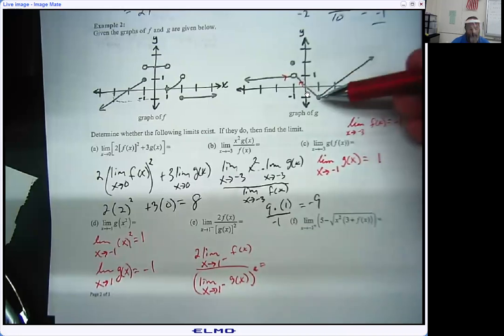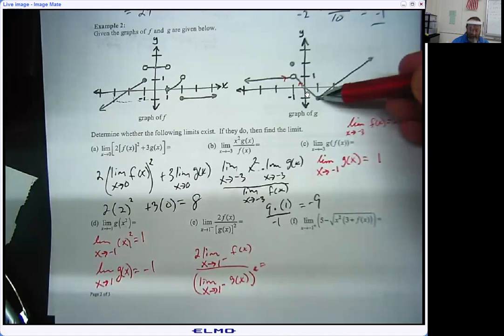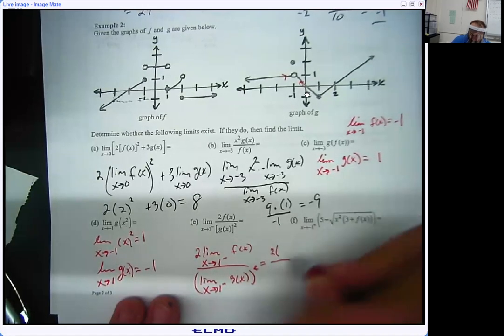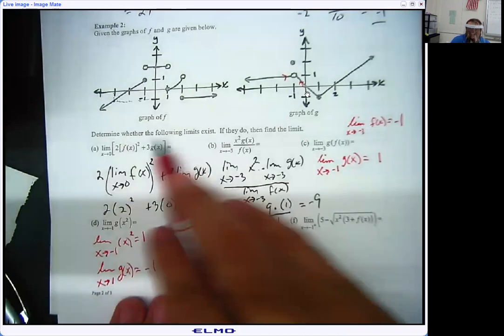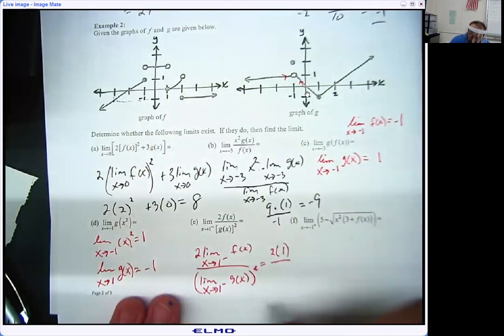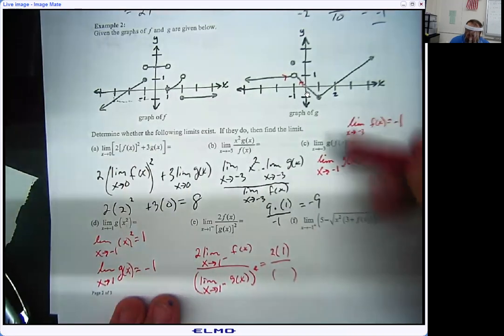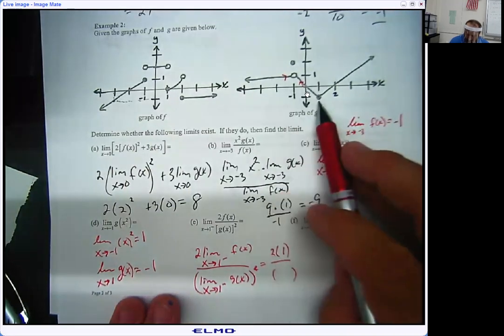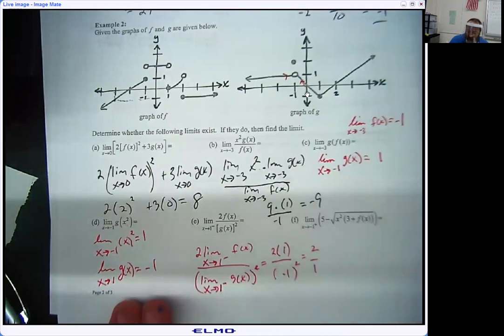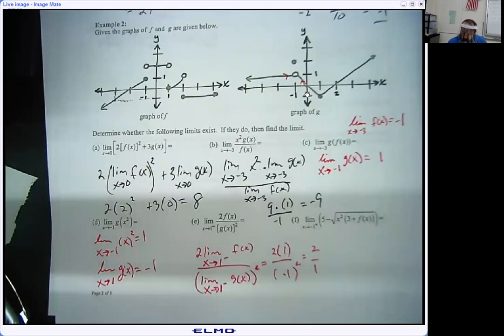It looks like it's just coming down here on negative one, isn't it? Yeah, that's not bad. So we've got, it was F. As F approaches negative one from this side, it was one. And as G approaches one from the left, it was negative one squared. So I think that should be pretty good.